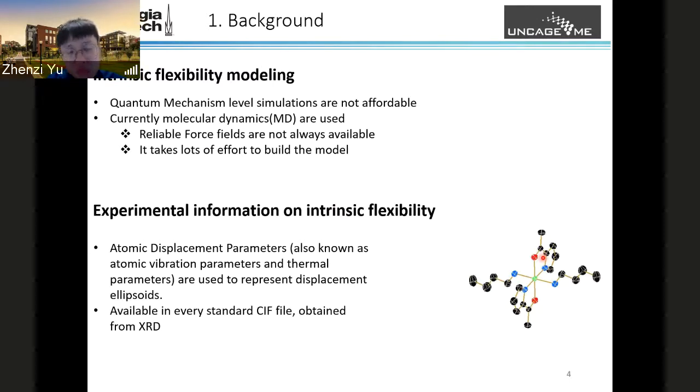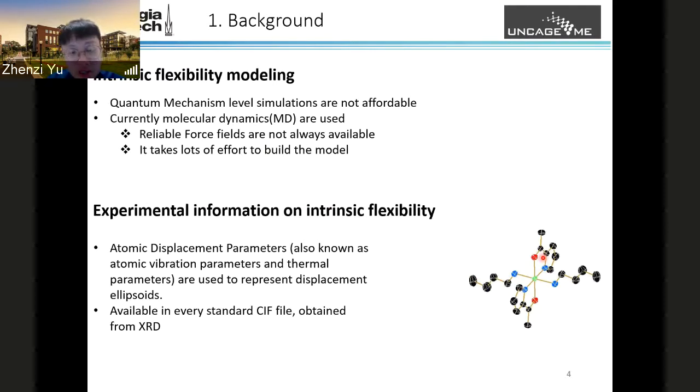So we are trying to think about a way that we can model this intrinsic flexibility at a lower computational cost and with a much easier implementation. We are trying to do this by starting with experimental information and building a model based on that.